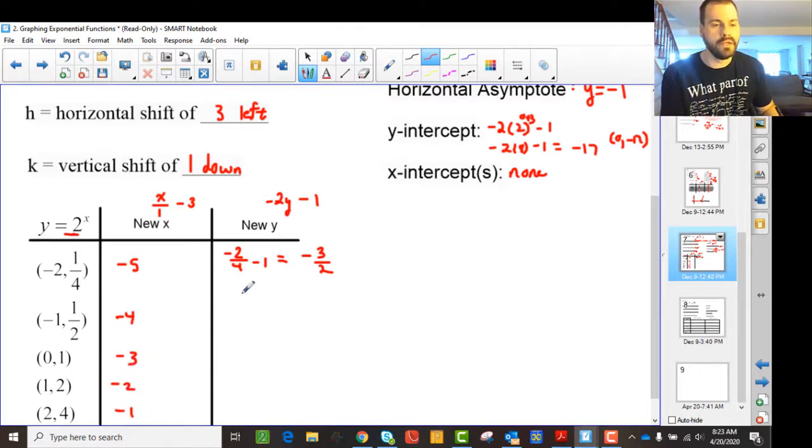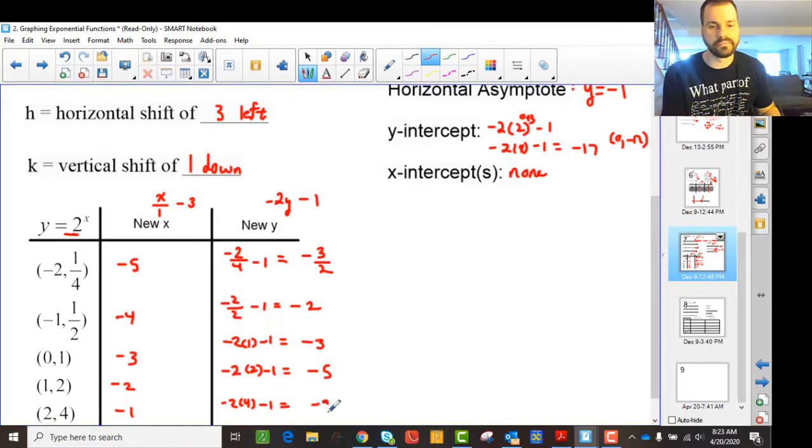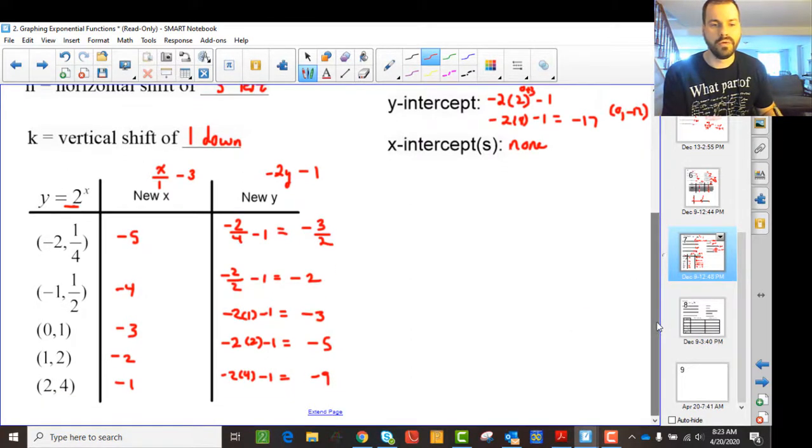All right. The 1/2 times -2, so -2/2 minus 1, that gives you -2. 0 and 1, now -2 times 1 minus 1 gives you -3. -2 times 2 minus 1 gives you -5. And then -2 times 4 minus 1 gives me -9. And then we could add in our y-intercept is (0, -17). We found it up here.